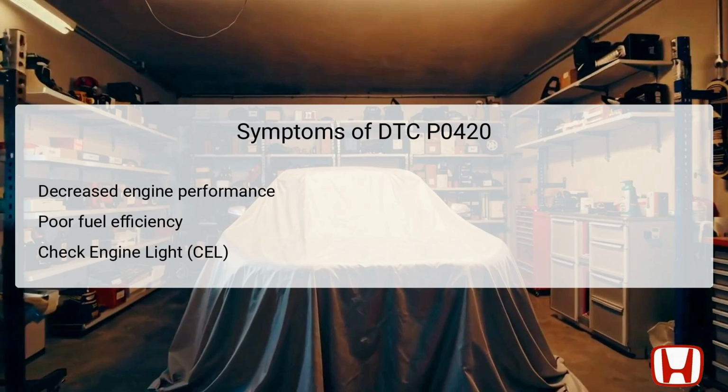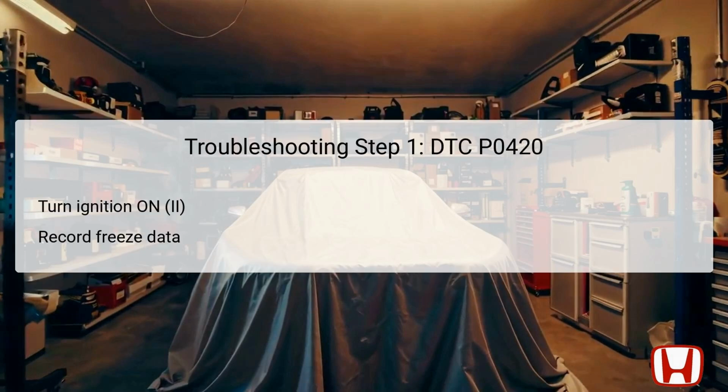It's essential to recognize these indicators early on and take action by conducting diagnostics to prevent further engine damage or heightened emissions. For the first step in troubleshooting DTC P0420, you'll want to start by turning the ignition switch to the on position, which is marked as 2.